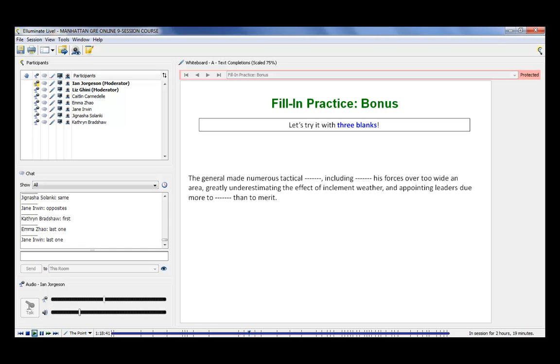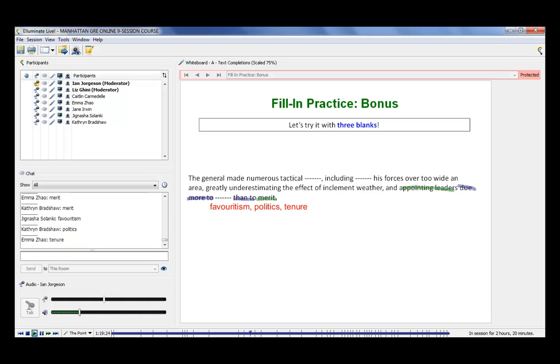Appointing leaders do more to blank than to merit. So we have this sort of phrase, do more to one thing than to, and what's my clue? So I need something that's the opposite of merit, but we're talking about appointing leaders. Yeah, I like what you guys are saying. So favoritism is good. Politics is good. Maybe it's even how long the person serves. So tenure, we don't know for sure.